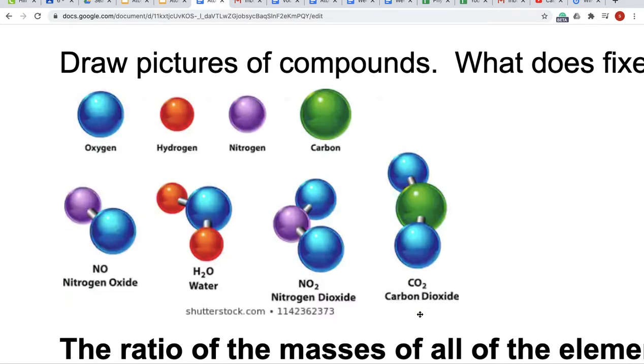So there you go. We'll learn more about compounds and why they're named the way they are and how those numbers and letters come together.